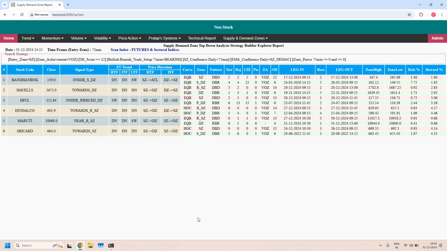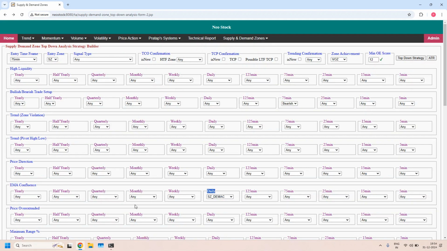Okay, this is about bearish trade setup, weekly income trade based on LTF and ITF and EMA confluence. Let us further add one more filter, LTF, ITF and HTF supply zone confluence. I am removing the EMA filter.